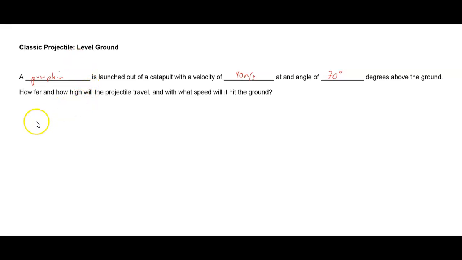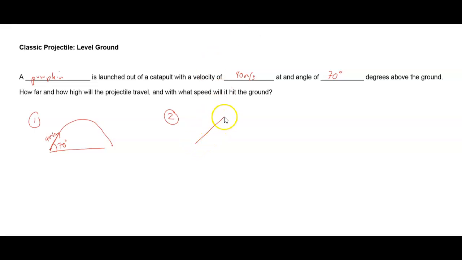So to start any projectile problem, remember our first step is to draw a picture. So we have our pumpkin that's going to be launched out of a catapult. So go up, come back down. It's helpful to indicate the angle and the magnitude of the velocity. From that diagram, we can focus on just the velocity for a minute, and we're going to find the components.